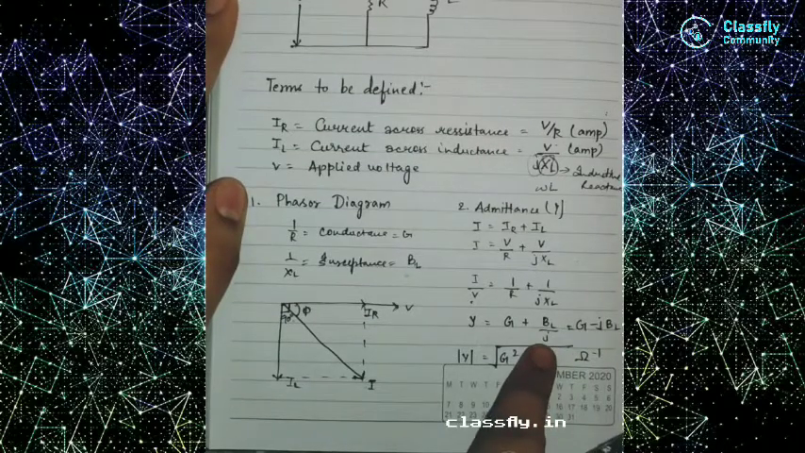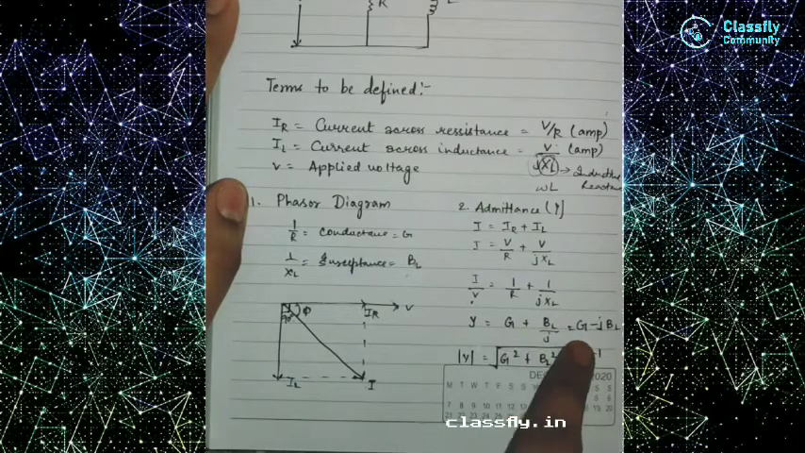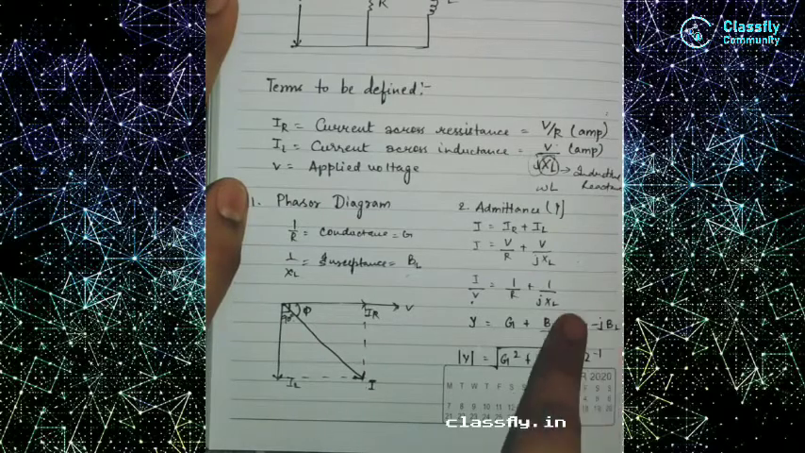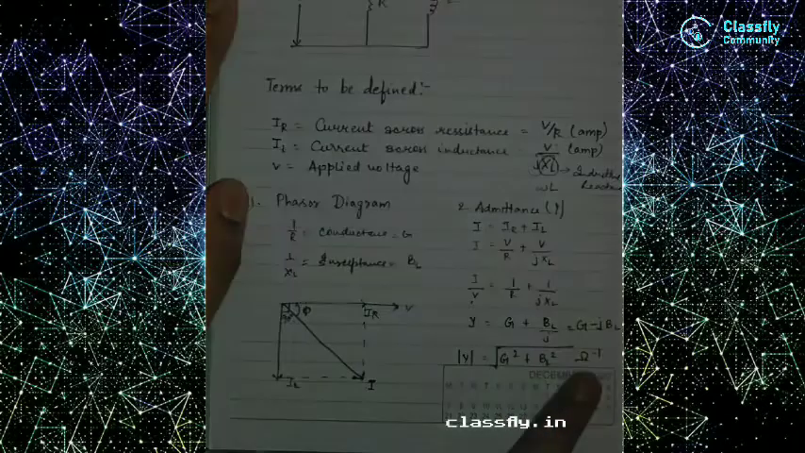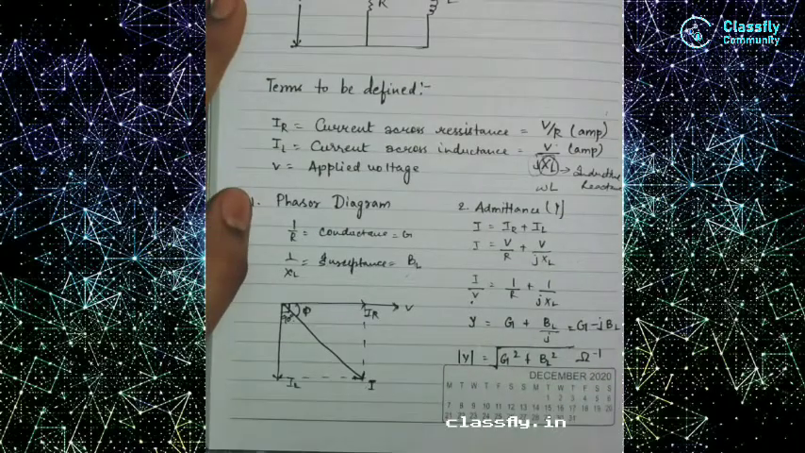So take this j to the numerator, and our sign will get changed. So it becomes G minus jBL. As it is in rectangular form, we will change it into its magnitude. So it becomes the square root of G square plus BL square, and its unit is mho, the inverse of ohm. Okay, now let's move on to the third parameter.